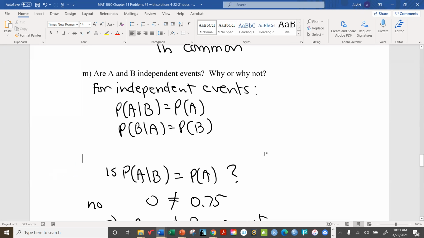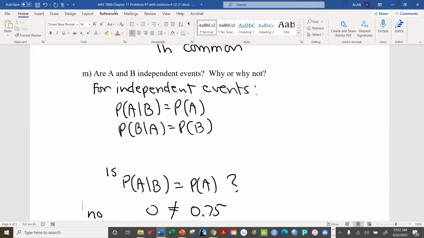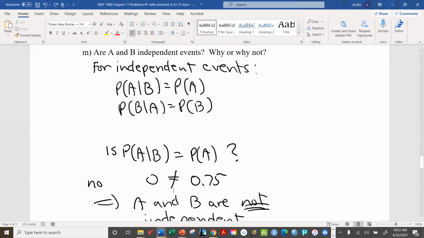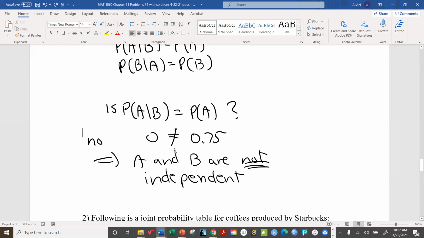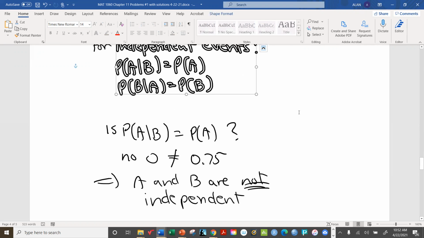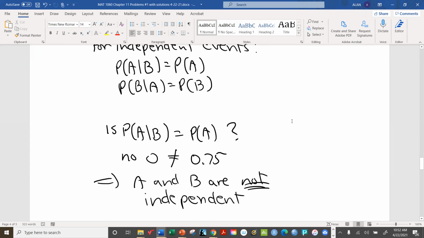Now, remember, we just got through calculating a few minutes ago the conditional probability of A given B. Remember, it was 0. And the probability of A we calculated a while ago, and it was 0.75. So these are not equal to each other. And that means we can stop our testing. We don't need to bother checking the second condition because we've already proven that A and B are not independent of each other.